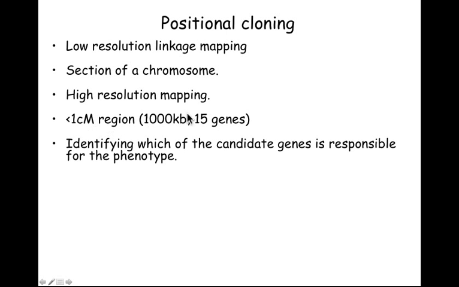maybe 1 centimorgan, this will still contain maybe 15 genes. So this is a big advance over the whole genome, which has 25,000 genes. Getting it down to 15 is a pretty good whittling down to a short list. But nonetheless, there's still some work to be done in identifying which of these 15 genes is really responsible for your phenotype.